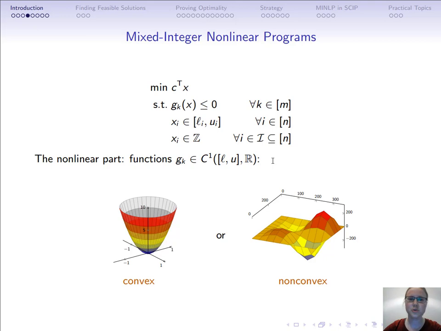We distinguish two important cases. The first case is when all of the g's are convex. In this case, we have a convex MINLP, which means that when the integrality requirements on a subset of x are dropped, we obtain a convex nonlinear program. And the other, more difficult case is when some of the g's are nonconvex. Then we have a nonconvex MINLP.